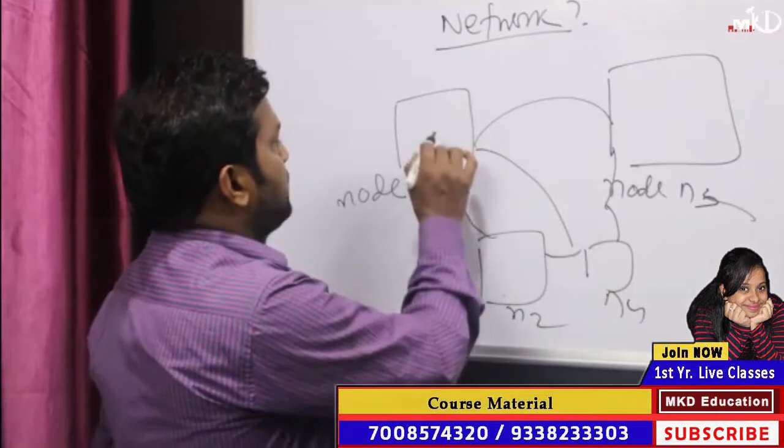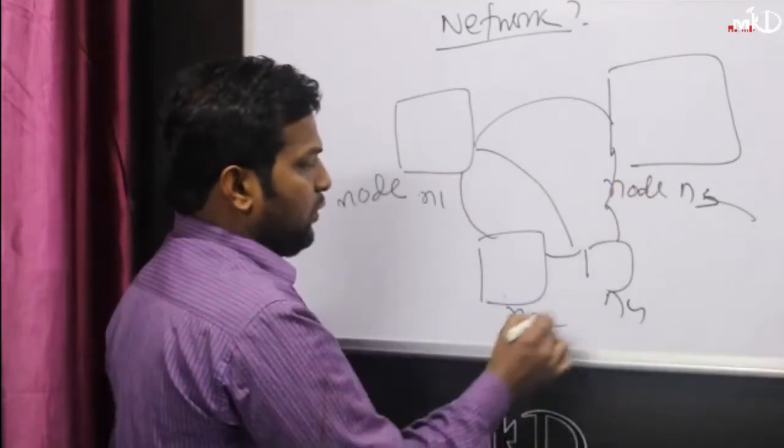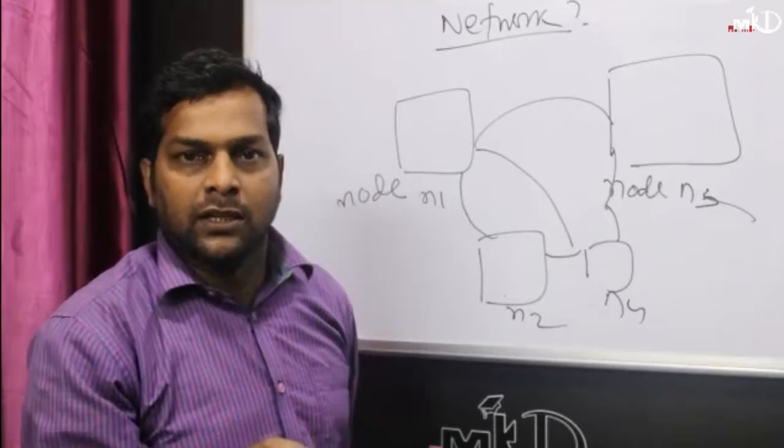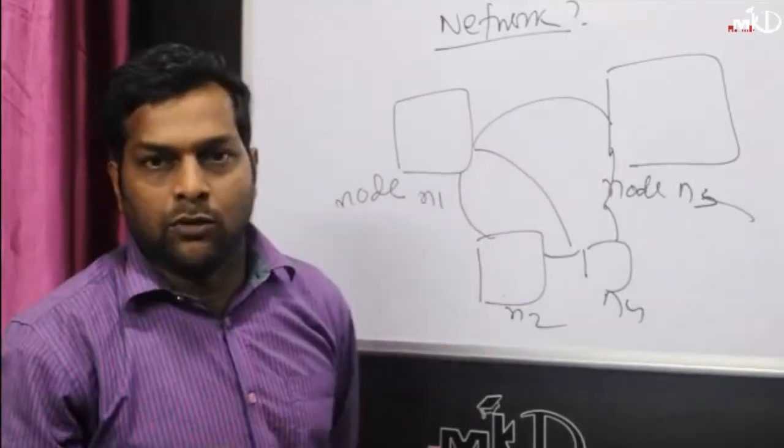So we will also discuss. So now node N1, N2, N3, N4, 4 computers connected to a particular link. Then it is known as a computer network.